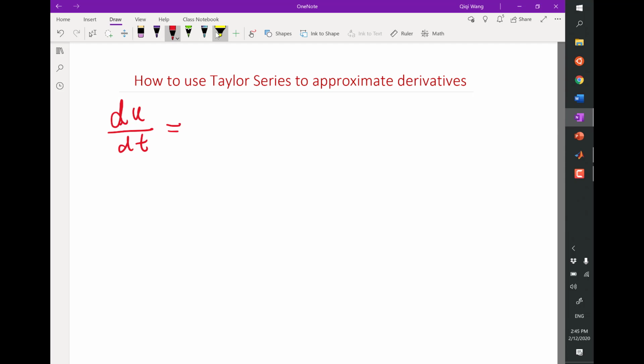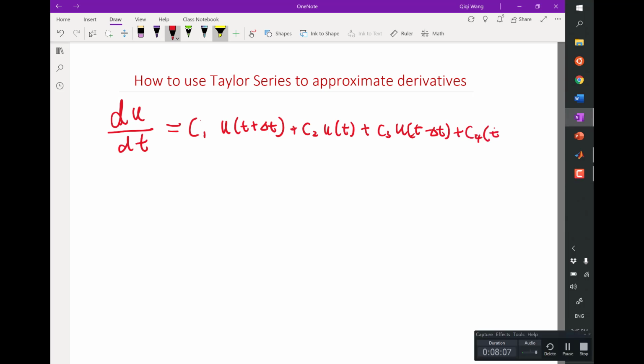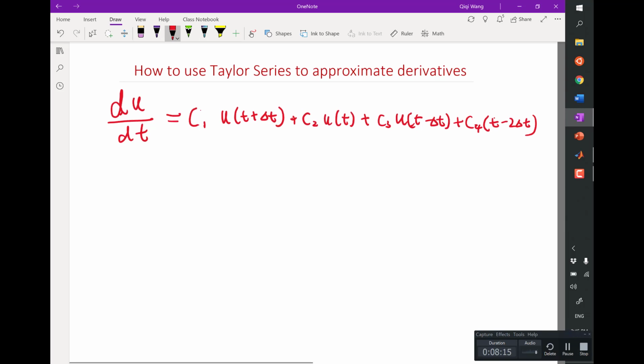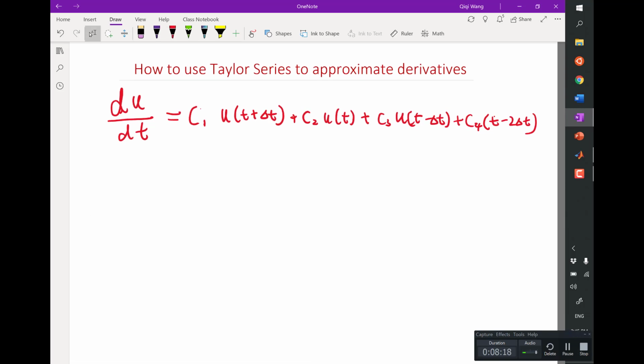If we want a third order scheme, we need to have C1 times u at t plus delta t, plus C2 times u at t, plus C3 times u at t minus delta t, and C4 times u at t minus 2 delta t. So a linear combination of 4 terms. The question becomes, in order to get the most accurate scheme, what should be C1, C2, C3, and C4? And the right way to do this is Taylor series expansion.